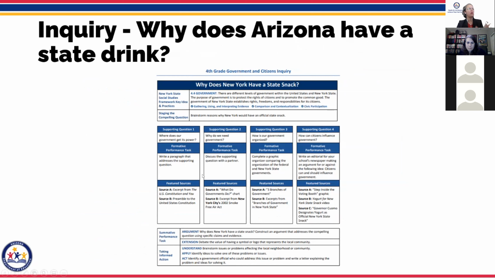Then you have supporting questions underneath it with formative tasks. These are a scaffold that help the student answer that big overarching compelling question. Then you have a summative performance at the end, which you have the kids do. And a nice thing is it always has something where you can take action and move it forward.